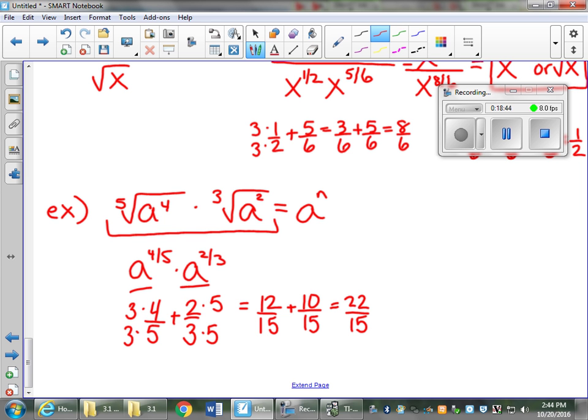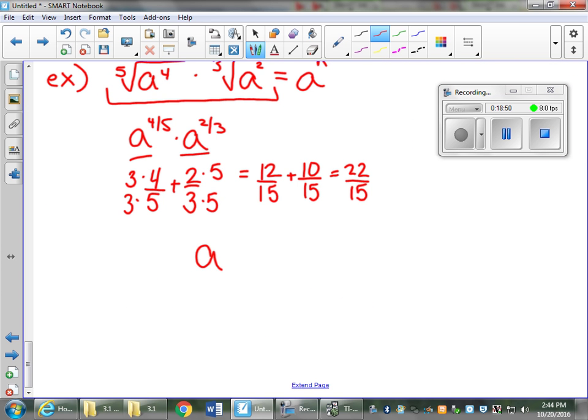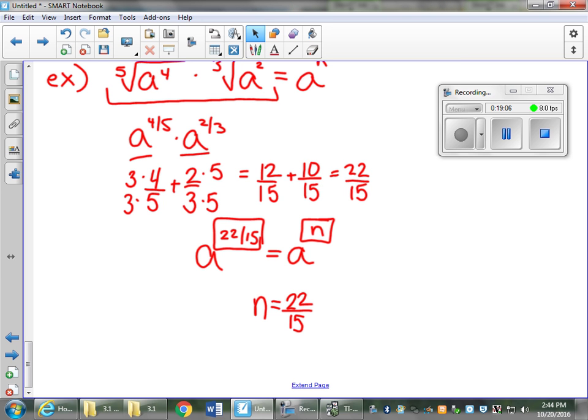Therefore, when I simplify the left-hand side, I get a to the 22/15, and that's supposed to equal a to the n, therefore n has to be 22/15. And that's how you would go about that. And even though this was from the Smarter Balanced, this is also a very typical SAT type question.